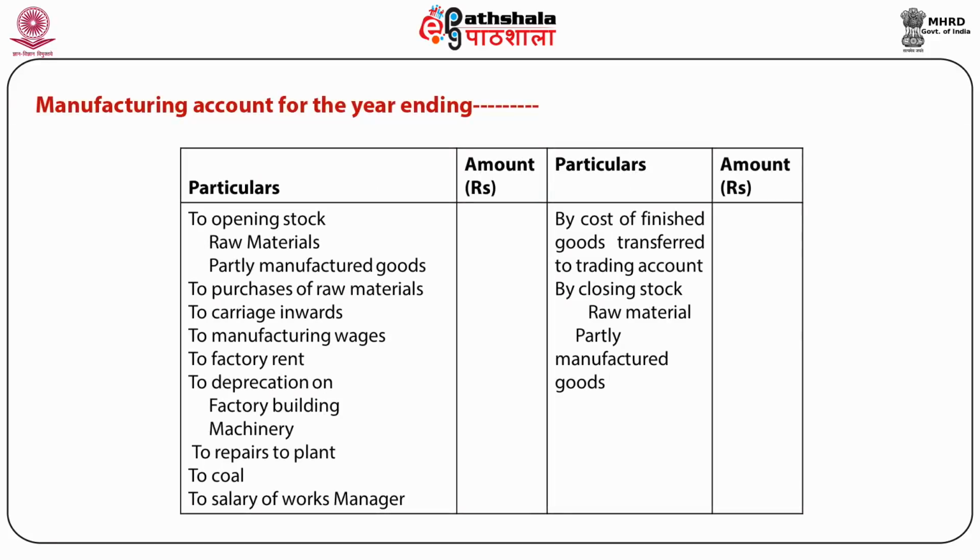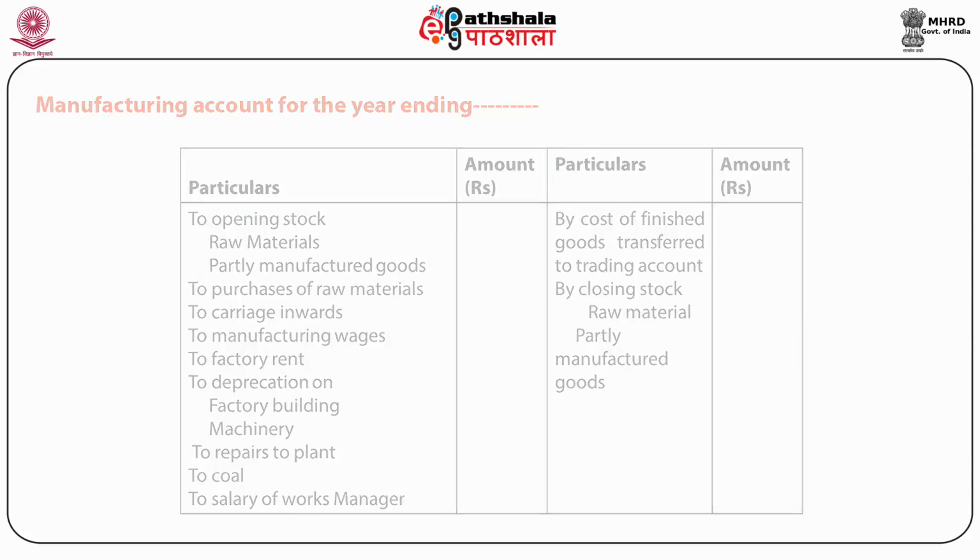The format of a manufacturing account is given here, and with the help of this manufacturing account, the cost of finished goods is transferred to the trading account. All expenses are shown on the debit side. It is clear from this account.